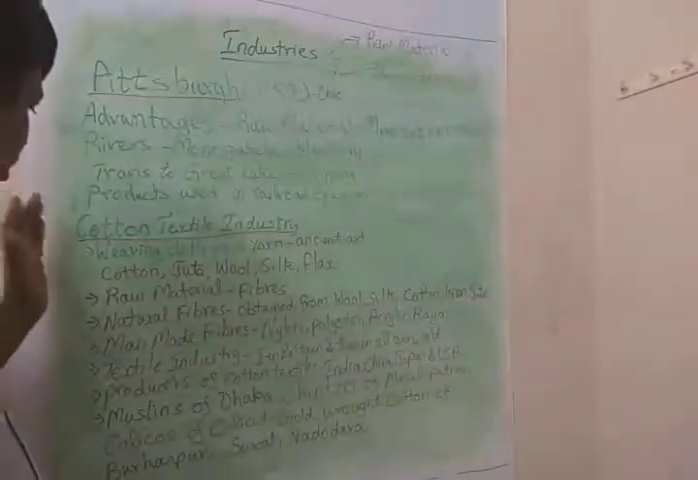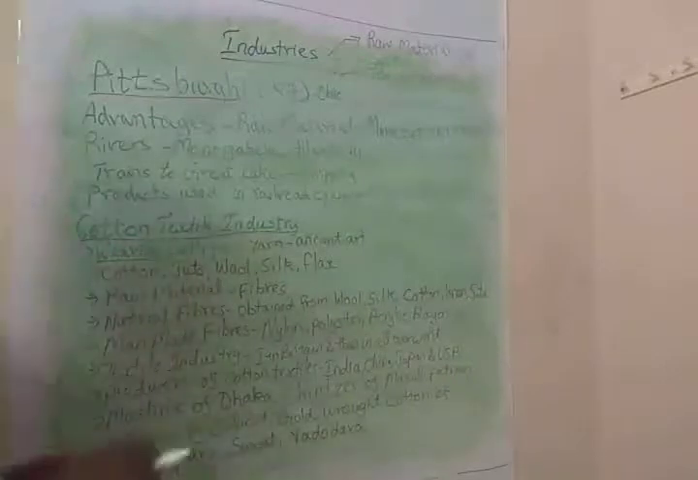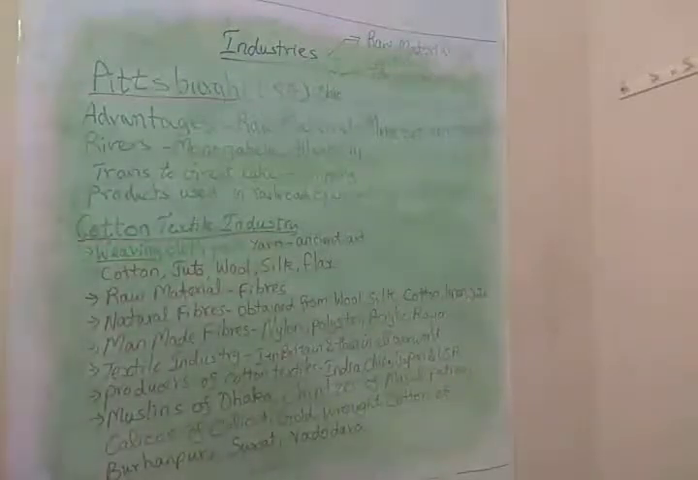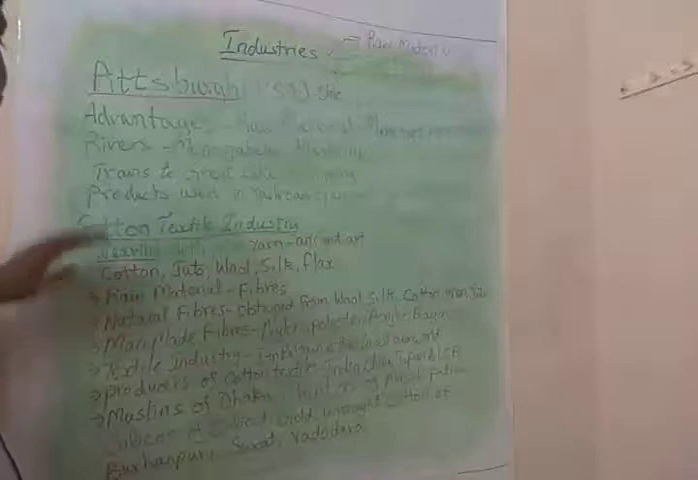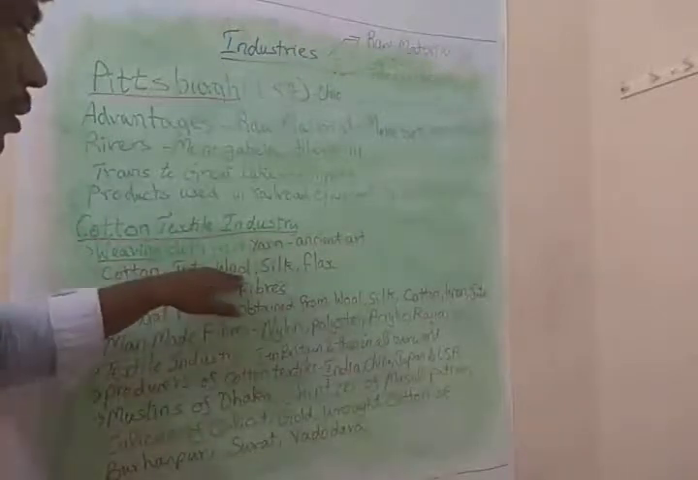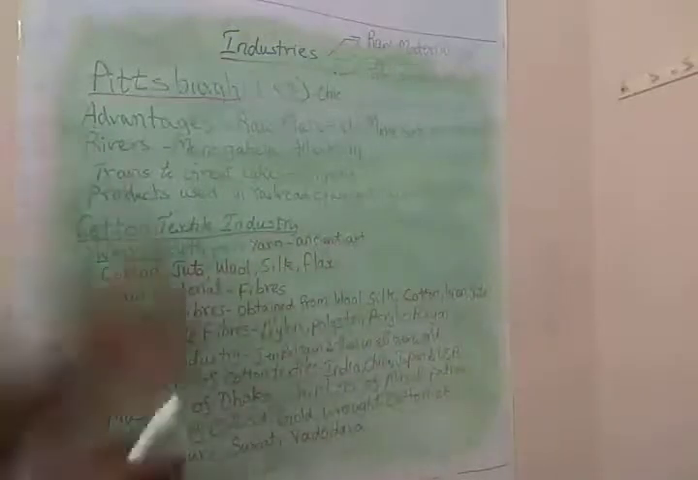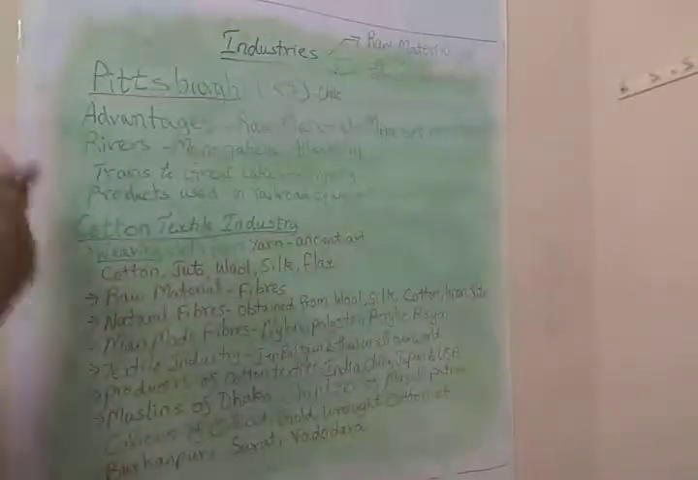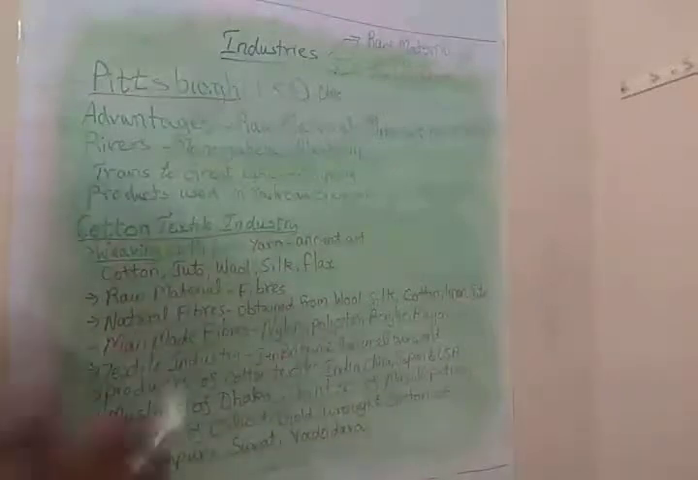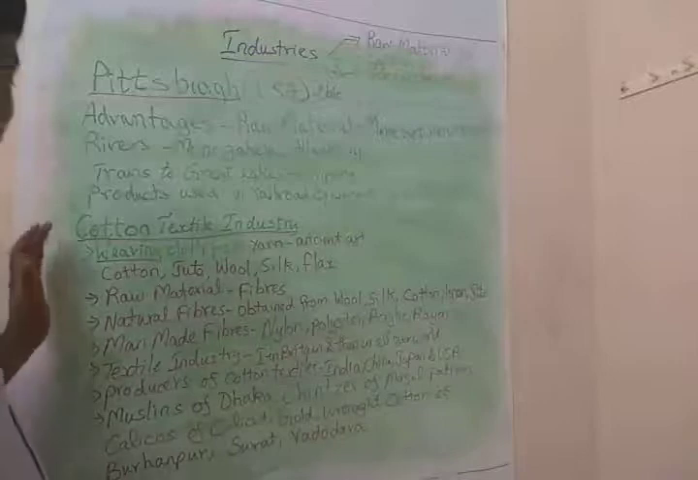At first, weaving is the main common thing done for making clothes in India and many areas. So the common things that we are using in the textile industry are cotton, jute, wool, silk, and flax. And the main raw material for the textile industry is fibers. Without fibers, there is nothing. We can't make silk a complete product.